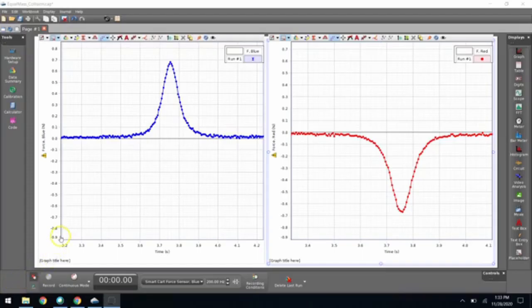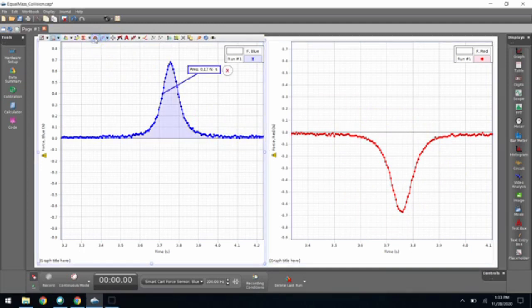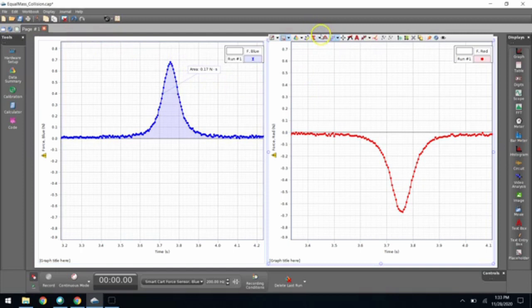Okay, so I've cleaned up the data just a little bit and zoomed in on the peaks where the two carts were colliding with each other. So here's the force exerted on the blue cart during that collision, and here's the force exerted on the red cart during that collision. And so we can get the impulses by finding the area under the graph. I'm just going to click the area button there, and I get 0.17 newton seconds. Do the same thing over here, and I get negative 0.18. So within 1/100th of a newton second, those two impulses were the same size, and again, opposite in direction.